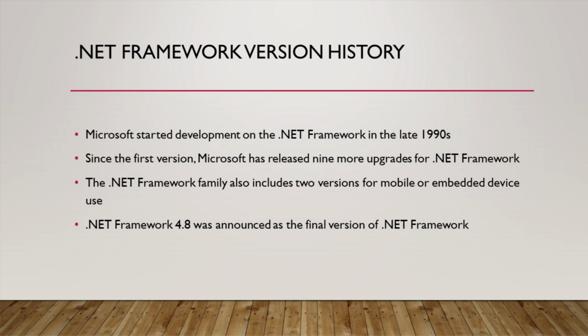Since the first version, Microsoft has released 9 more upgrades for .NET Framework, 7 of which have been released along with a new version of Visual Studio. 2 of these upgrades, .NET Framework 2.0 and 4.0, have upgraded Common Language Runtime, CLR. New versions of .NET Framework replace older versions when the CLR version is the same.